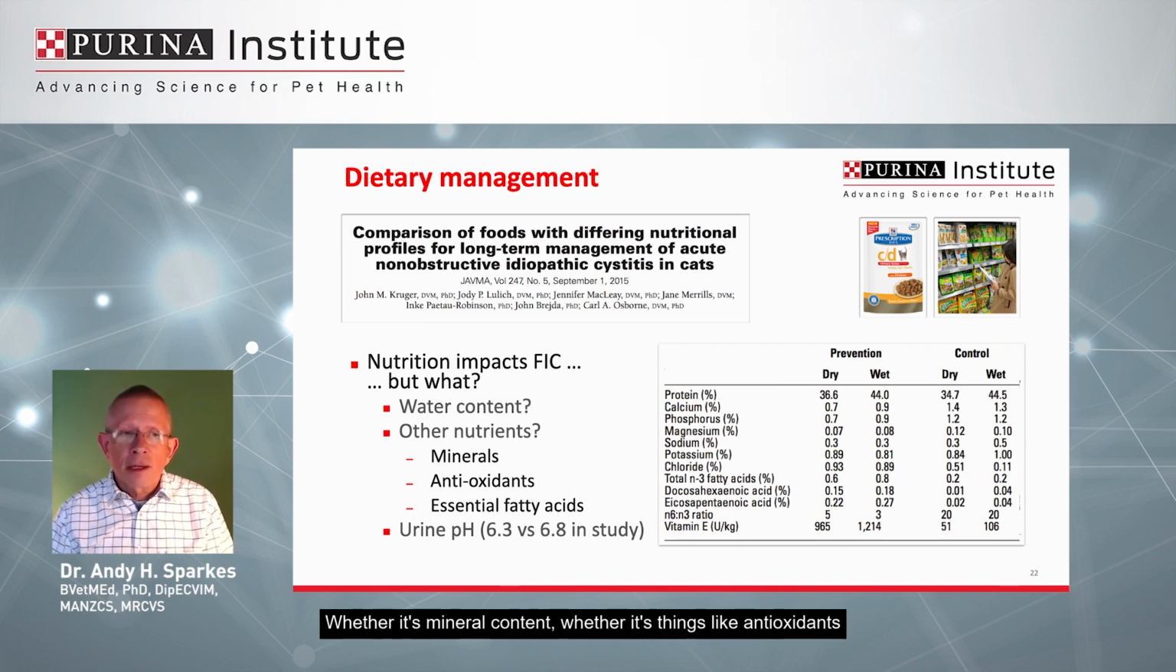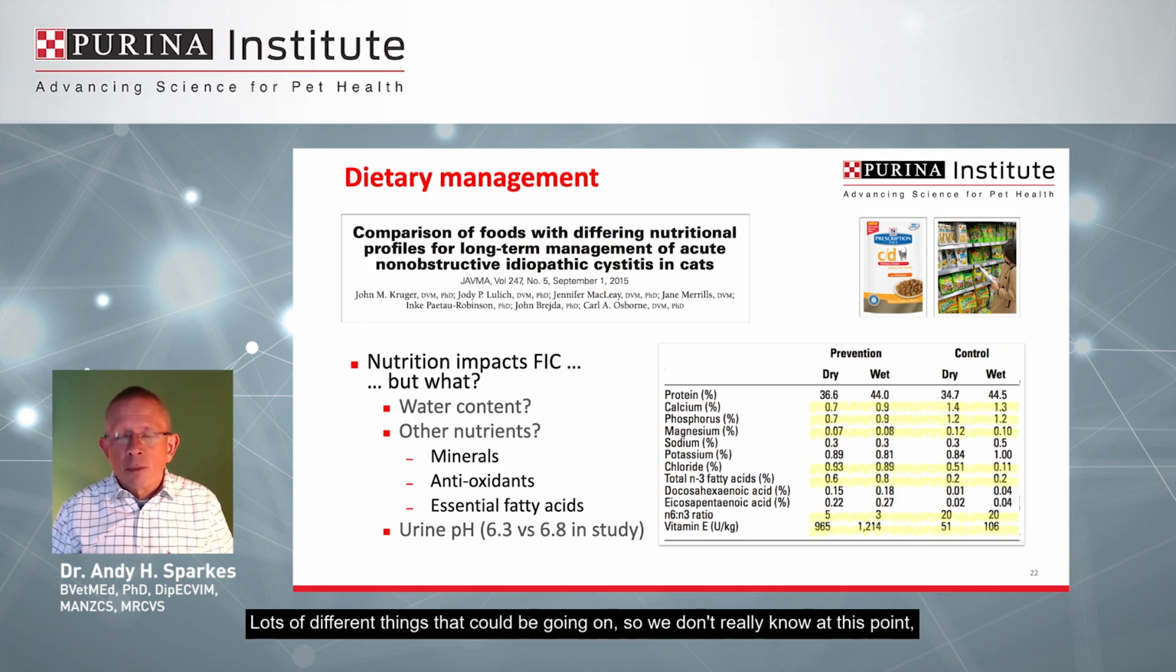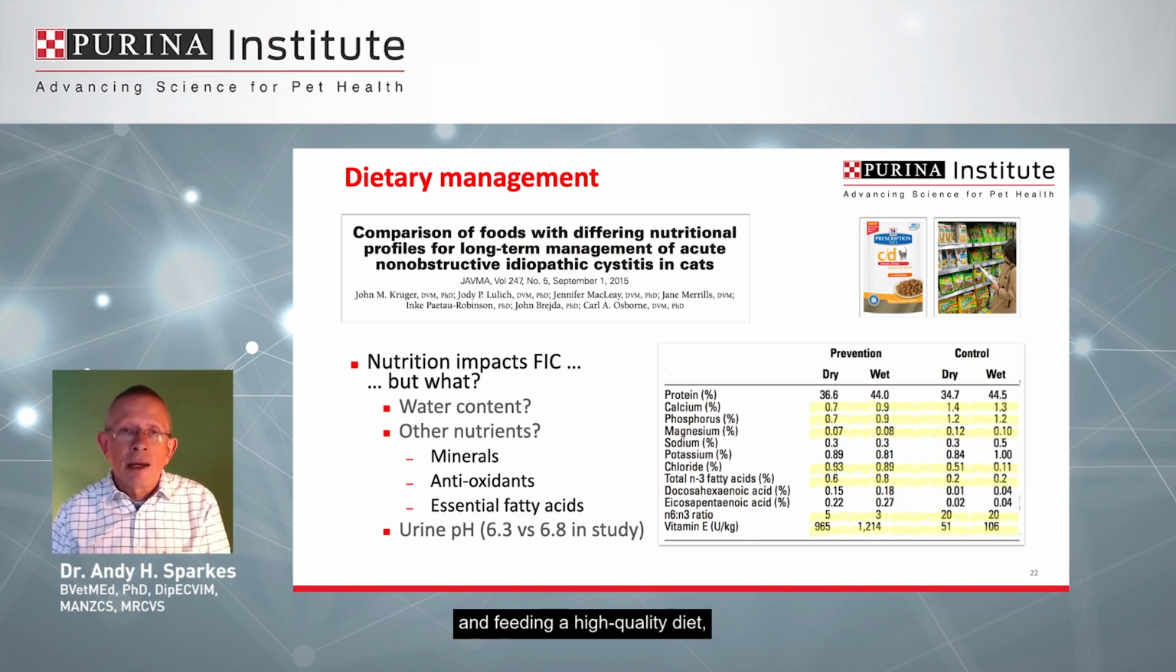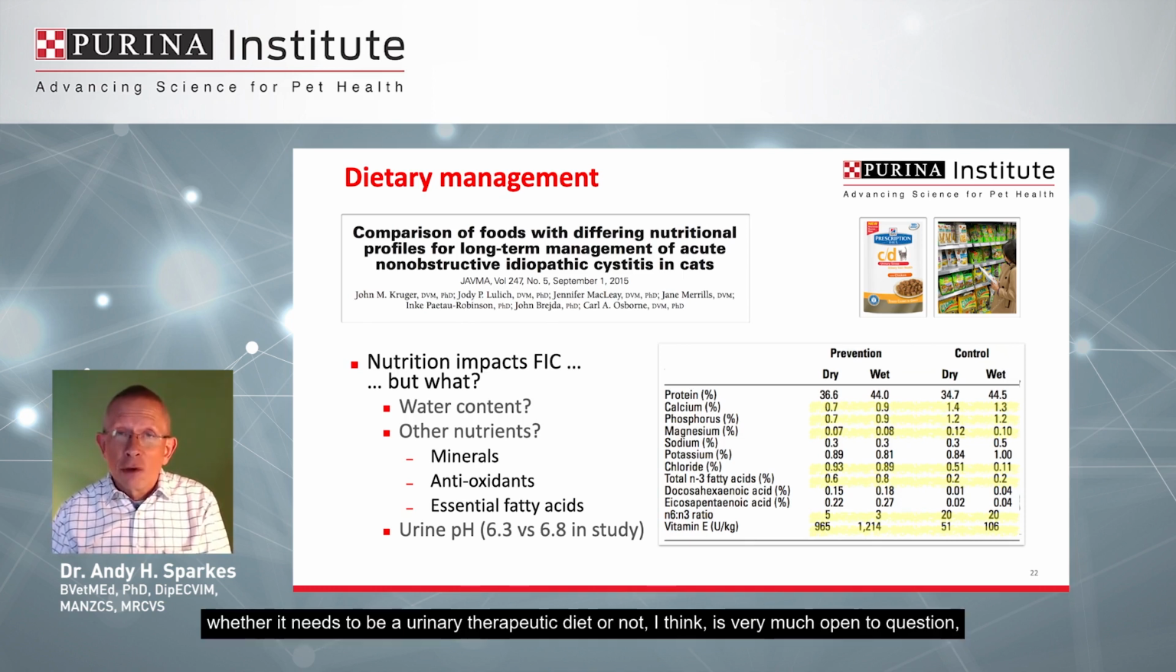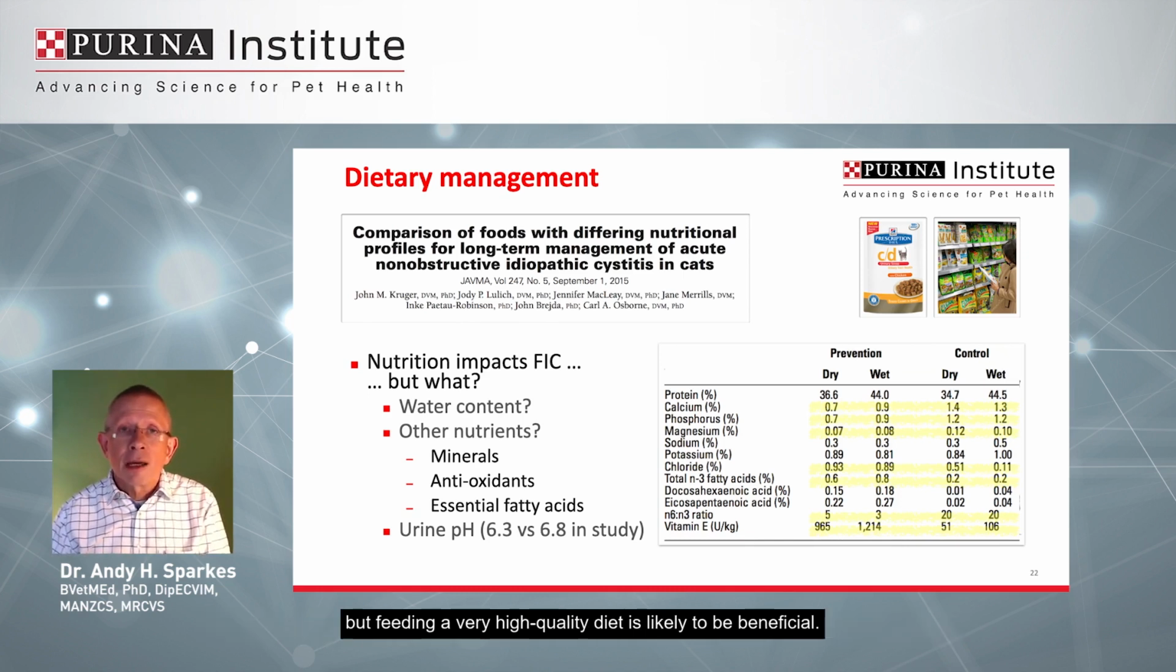Whether it's mineral content, whether it's things like antioxidants that are present in the diet, whether it's anti-inflammatory agents, things like essential fatty acids, whether it is the effect of the diet on the urinary constituents and urine pH. Lots of different things could be going on. So we don't really know at this point, other than to say feeding a wet diet seems to be a sensible approach, and feeding a high quality diet. Whether it needs to be a urinary therapeutic diet or not, I think is very much open to question, but feeding a very high quality diet is likely to be beneficial.